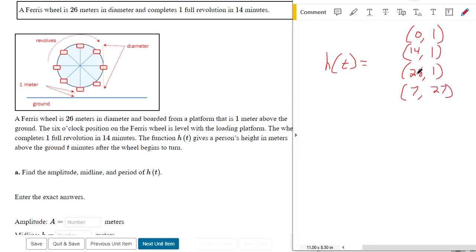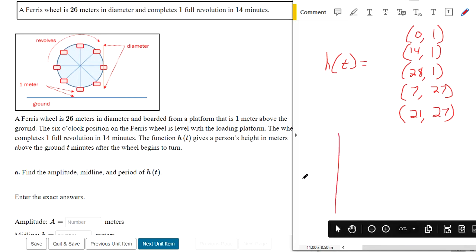And then same thing, halfway between 14 and 28. What is that? 34. That's 21, right? That's halfway in between. At time t equals 21, we're also at 27 for the height, because we're up here, we're halfway through a rotation, so it's the 26 of my diameter plus the 1 meter of my ground.